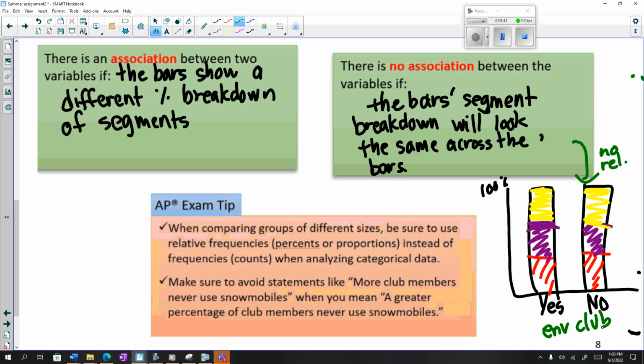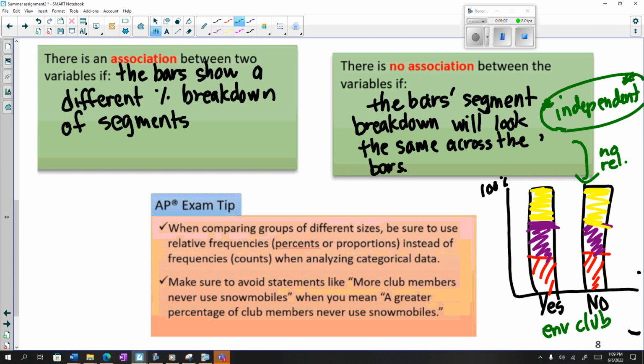So you learned this kind of in the form of Algebra 2 trig when you guys were doing independence and dependence. Basically, these two variables are independent of each other if they have no relationship or association between each other, meaning that knowing that they're a member of the environmental club would not change the knowledge of them owning a snowmobile.